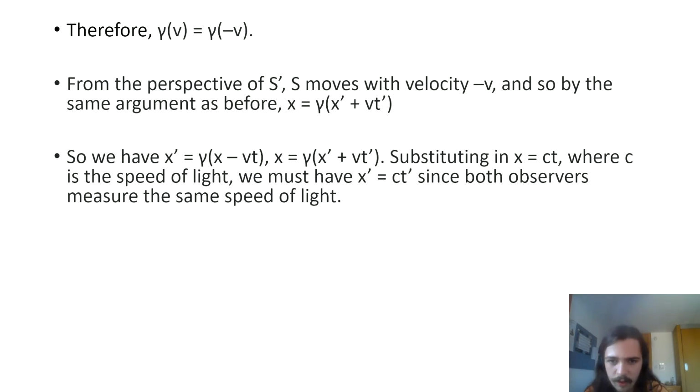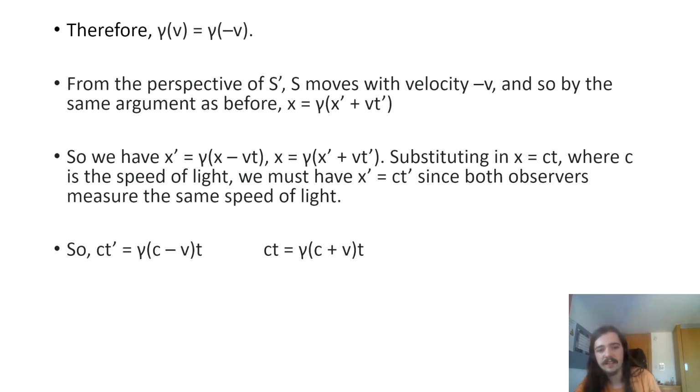And so we have this equation, and we can substitute in x is equal to ct, with c being the speed of light. So because both observers measure the same value of the speed of light, we have x prime equals ct prime, because that would be the measured velocity of a particle going at the speed of light according to the observer S prime. And we know that has to be the same. So we get that ct prime is equal to gamma times (c minus v) t, and that ct is equal to gamma times (c plus v) times t prime.